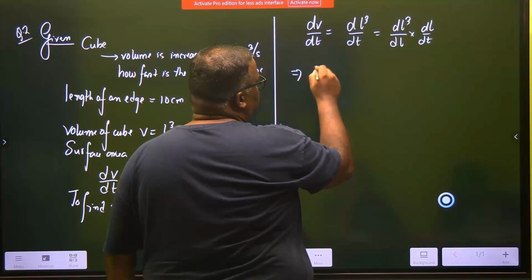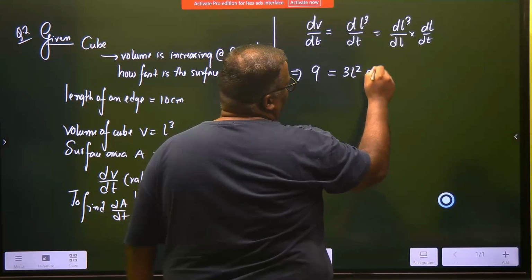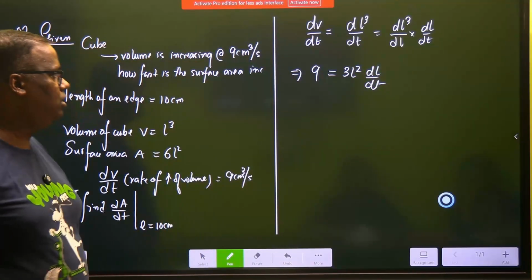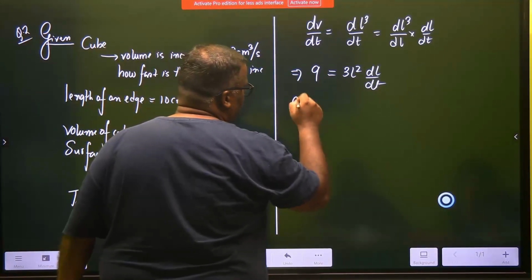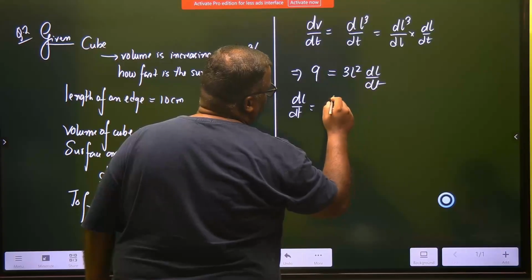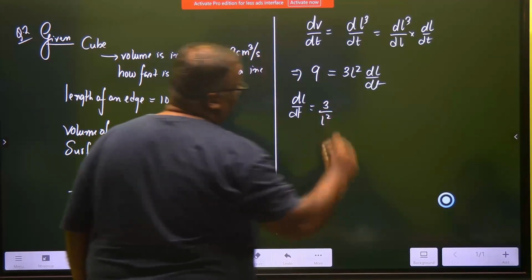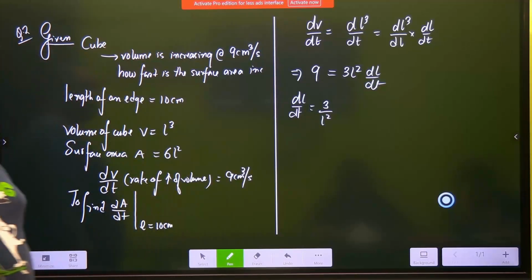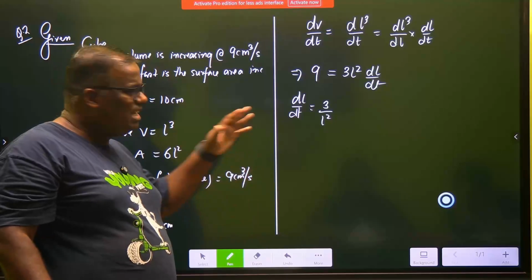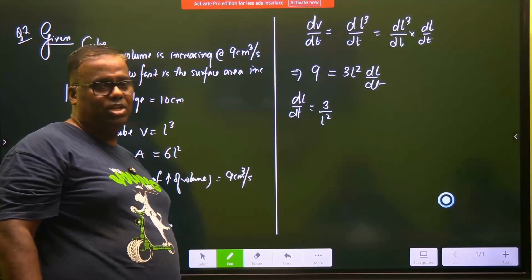dV by dt is given to me as 9. This is 3L square dL by dt. Children, any doubt on this? No doubt. Can I now say what is dL by dt? What is dL by dt? dL by dt is 9 divided by 3L square, which is 3 by L square. Agreed? Very easy problems. Very, very easy. Just see, you'll laugh.